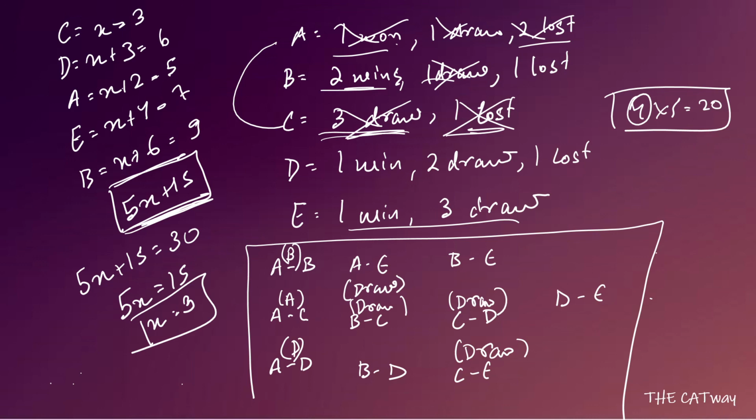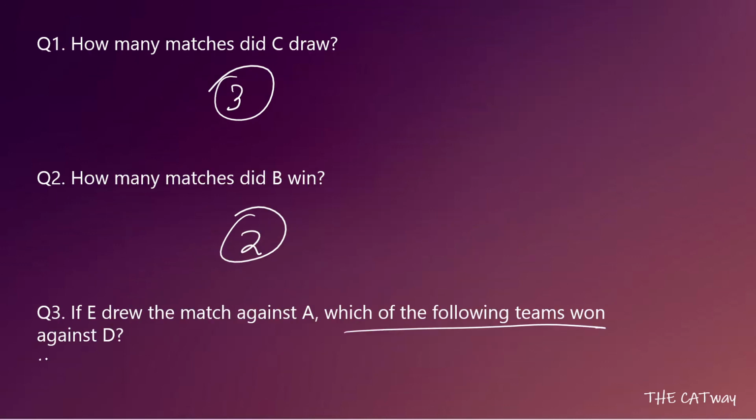So E is going to win the match against B. Okay. So E's win match is gone. Okay. And B's lost match is gone. Now B has 2 wins. So when B has 2 wins, that means B is going to win one match against A, and the other match which B is going to win is against D. So that means our answer to the last question, which of the following teams won against D, is that B is the team which has won against D.